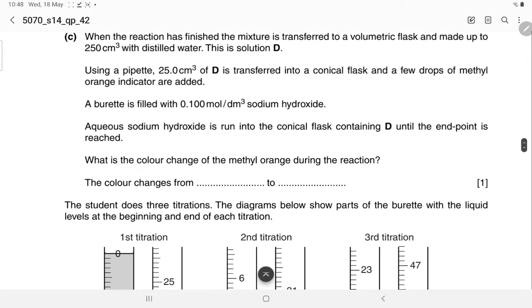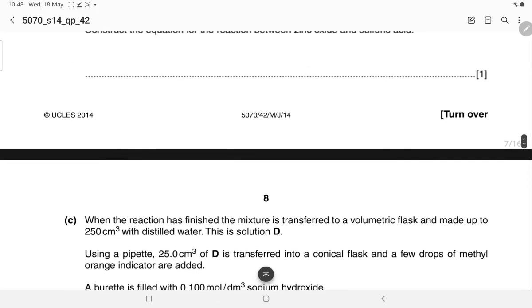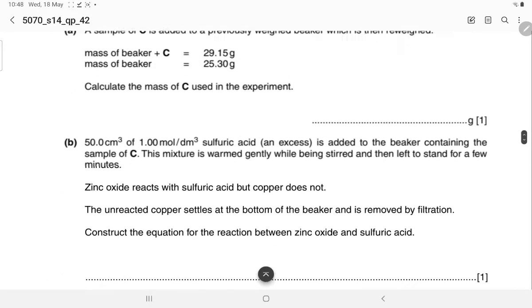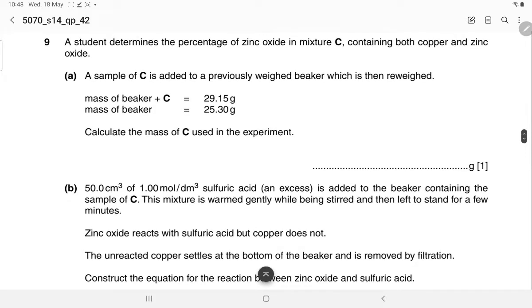There is another question of titration. A student determines the percentage of zinc oxide in mixture C containing both copper and zinc oxide. A sample of C is added to a previously weighed beaker, which is then weighed. Mass of beaker plus C is 29.15 and mass of beaker is 25.30 gram. Calculate the mass of C used in this experiment.